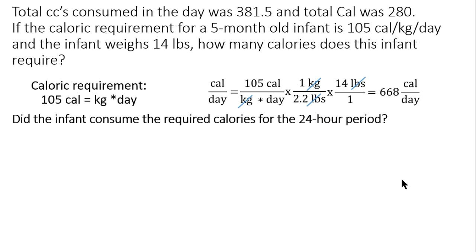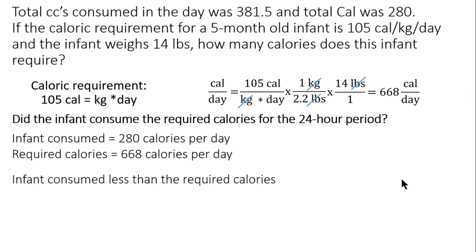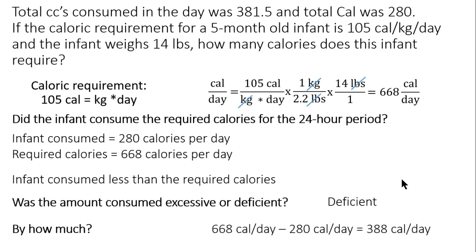Now, the question is, did the infant consume the required calories for the 24-hour period? We see that the infant consumed 280 calories per day, but the required are 668 calories per day. So the infant definitely consumed less than the required calories. Now it is asking us whether the amount was excessive or deficient. Since it's less, then it was deficient. And then by how much? Just a matter of subtracting. So 668 minus 280 gives us a deficit of 388 calories per day.